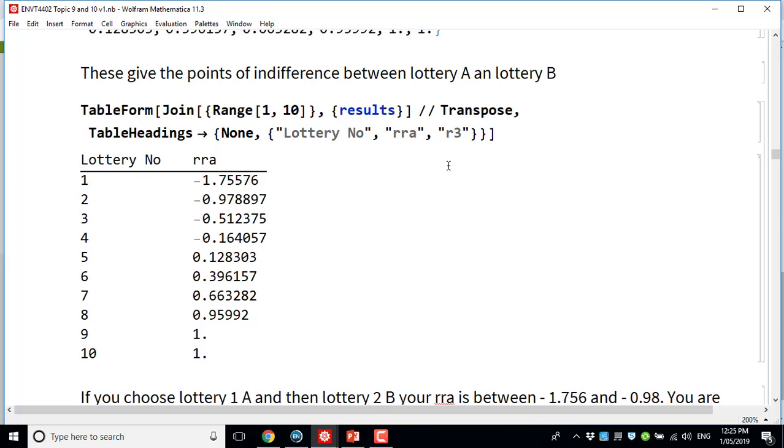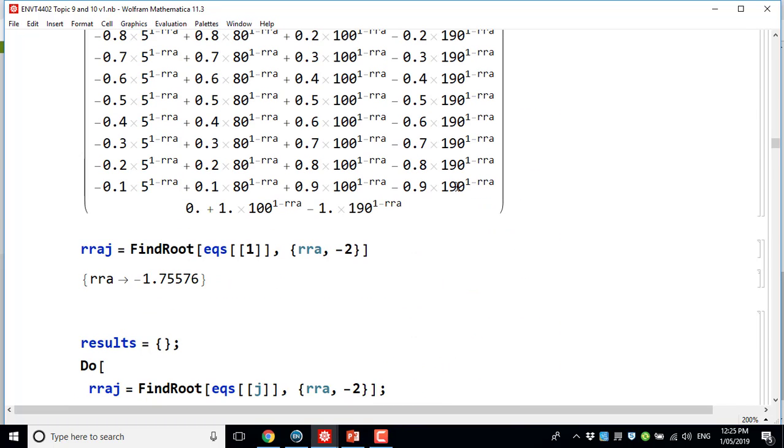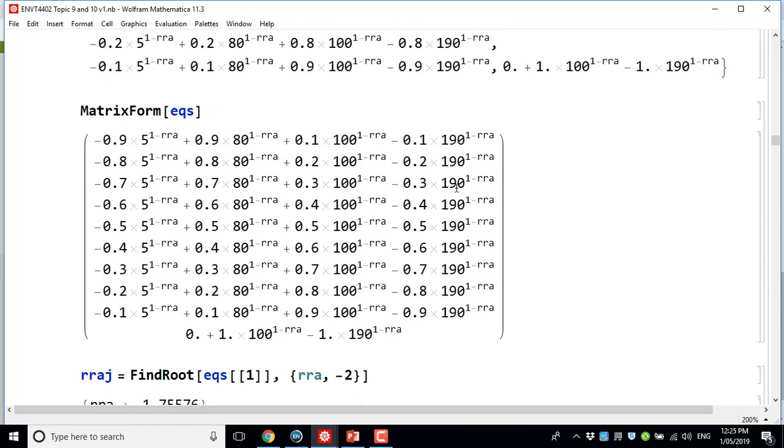So if I go back here, let's take one solution, one lottery.